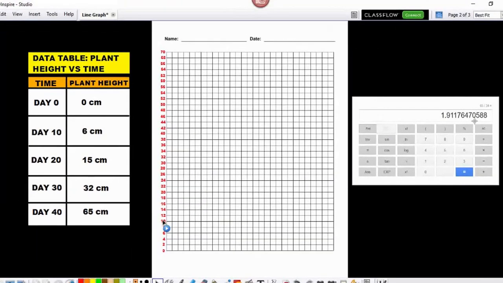Once we do that, we have to figure out how to set up our x-axis. We did the centimeters here on the y, and now we have to do the time on the x.